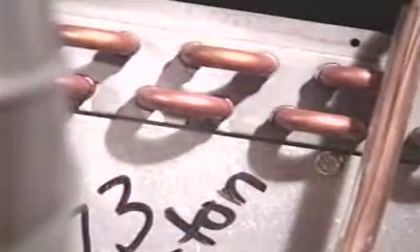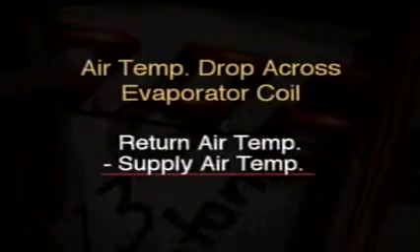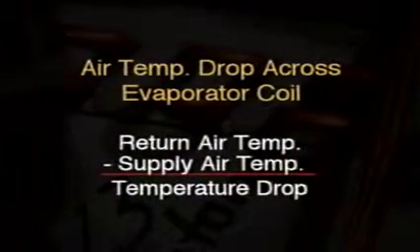The thermostat was set too low and the system was running all night under a light load. But you can't afford to make assumptions. Yes, the unit is up and running, but to find out if it's up and running correctly, you're going to have to test the system. A good way to check the system's performance is to measure the air temperature drop across the evaporator coil using this simple formula. Return air temperature minus supply air temperature equals the temperature drop.